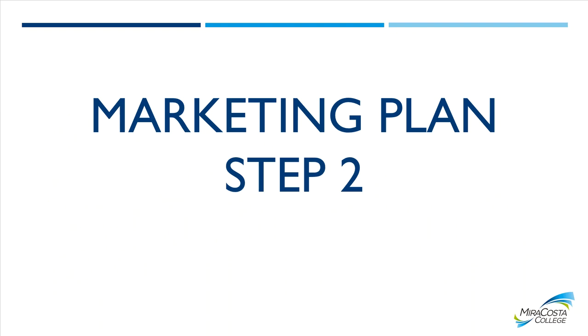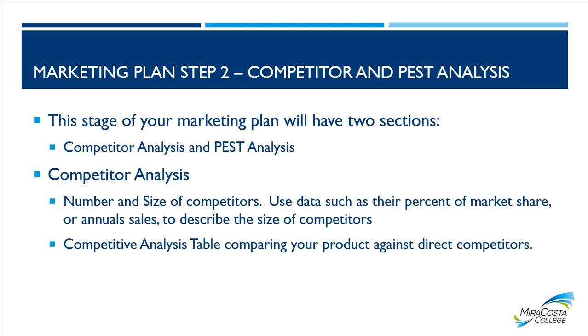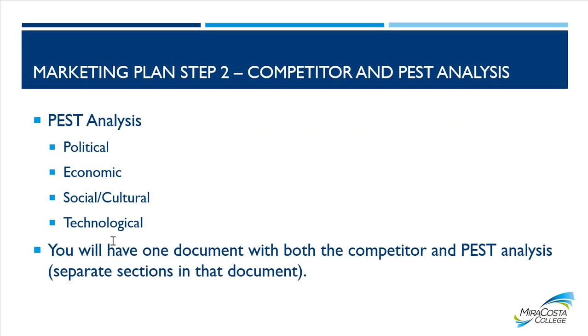All right, so moving on. Marketing plan step 2, which is competitor and PEST analysis. This stage of your marketing plan will have 2 sections. The competitor analysis is the number and size of competitors. So you're going to use data such as their percent of market share or annual sales to describe the size of the competitors, and the competitor analysis table to compare your product against direct competitors. PEST analysis, we went through this already: political, economic, social, cultural, and technological. You will have 1 document with both the competitor and PEST analysis, in separate sections of that document.